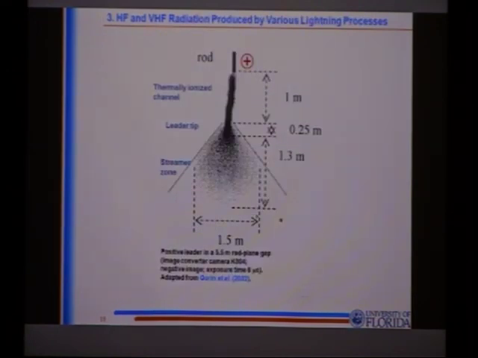Here's an illustration of that. What you see here is an optical image obtained using an image converter camera of a positive spark in the laboratory. It was a long spark, 5.5 meters long, and this is a high voltage electrode, positive, and this is a thermally ionized channel of a positive leader developing downward. And this is a fairly good conductor. Conductivity seems to be comparable to the conductivity of carbon.